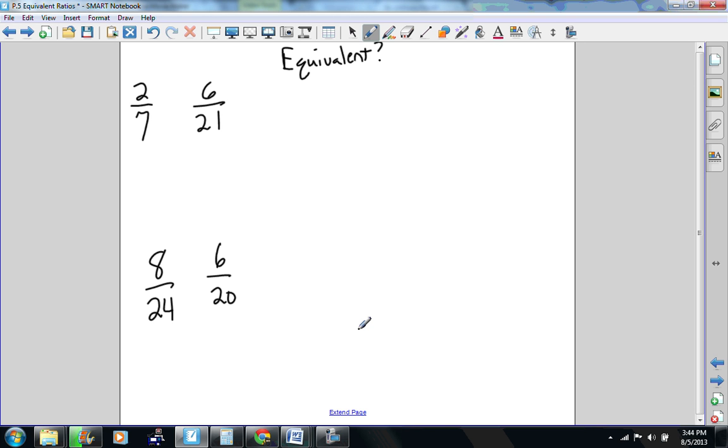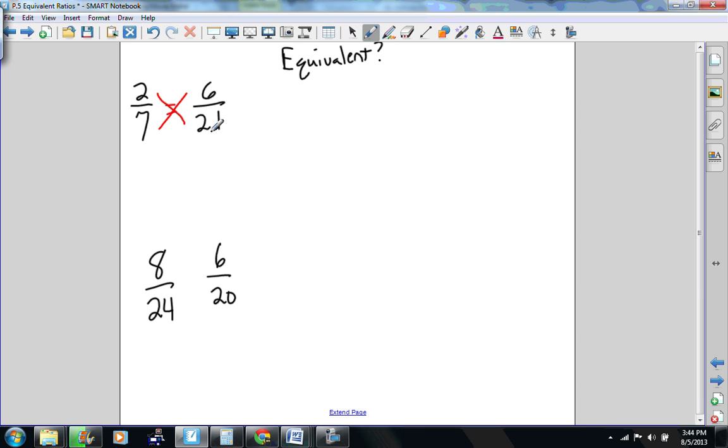Now, I'm going to teach you a really cool way to figure out if things are equivalent to each other. This is really helpful for next lesson as well. If you have an equal sign between fractions, which we're hoping that these are equal, you can draw an X through that equal sign, like this, and you multiply across the X.